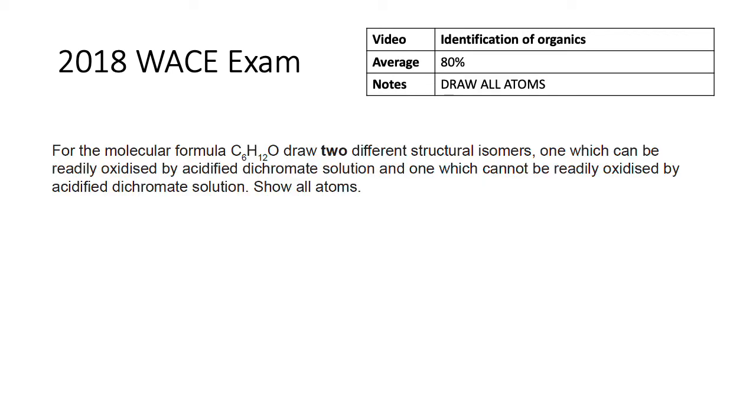For the molecular formula C6H12O, draw 2 different structural isomers, one which can be readily oxidized by acidified dichromate and one that cannot be oxidized. All right, show all atoms. Again, draw all atoms. This was done fairly well, so it's just a question of can you do this.